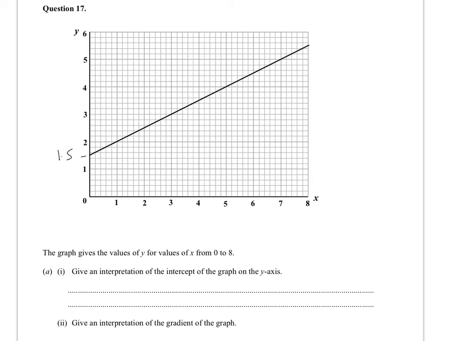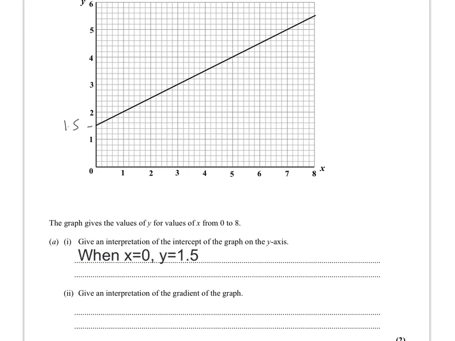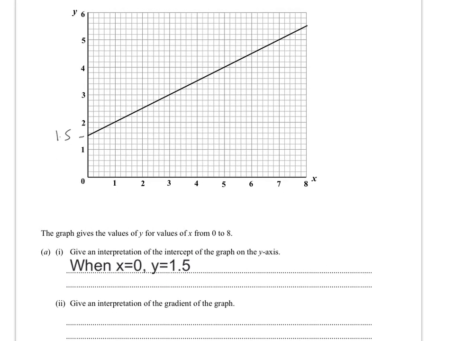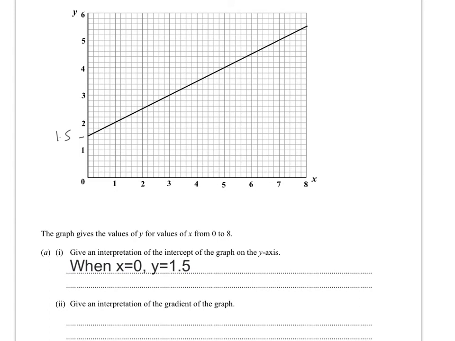As an interpretation of the value of y for the value of x, we could say when x is 0, y is 1.5. And then moving on to part B, it says to give an interpretation of the gradient of the graph. Well, let's do that. It's always best to draw a triangle to see what the change in y is over the change in x. So if I draw a triangle there to there, that's where we'll have whole numbers.